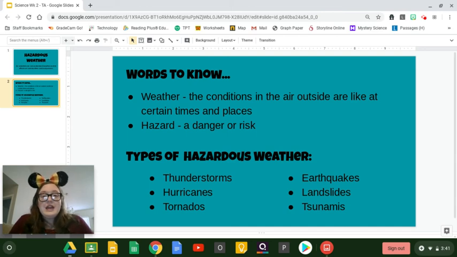So as you read today's article, your job is to focus on two types of hazardous weather and to see specifically how they affect communities and ecosystems. Now, these are probably two common hazardous weathers that you've either seen yourself or have heard about in the news. All right.